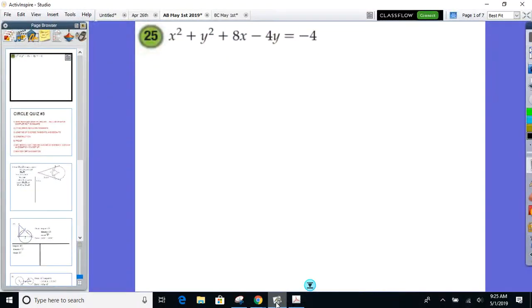Okay, step by step from the homework on Monday night, number 25. -4 is already over there. Make sure the number's over there. Next step.